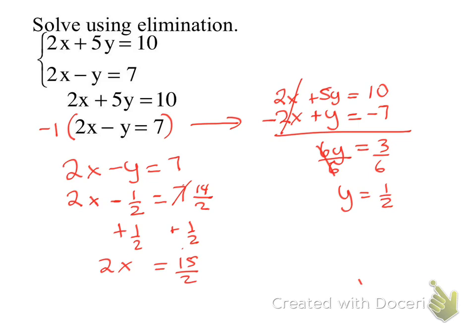Am I wrong? Am I right? I think, yeah, you're right. Okay, so now what am I doing? Divide both sides by 2, or multiply both sides by 1/2. That causes my x to become alone. X equals 15 over 4. So this would be 15 over 4 and 1 over 2.